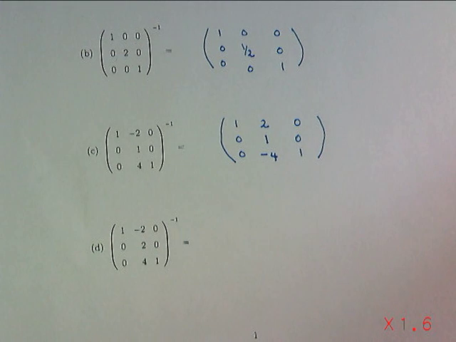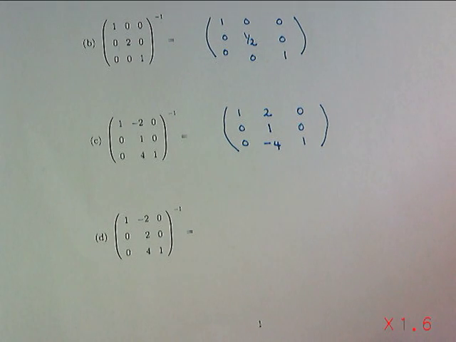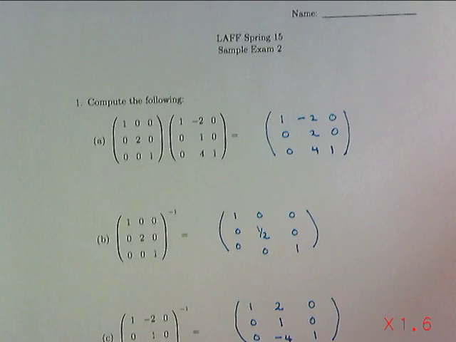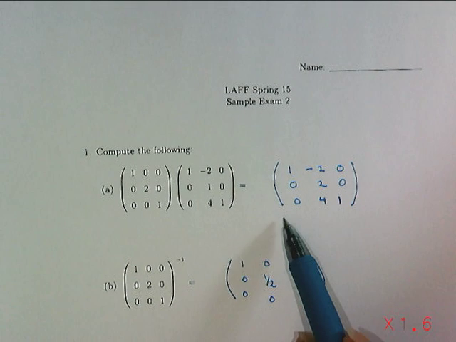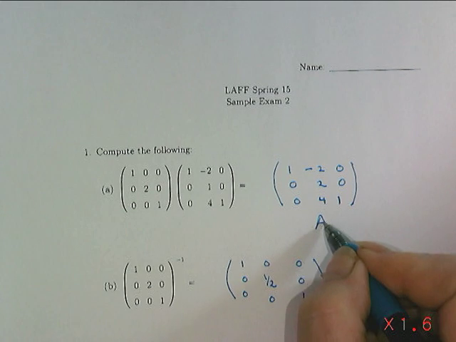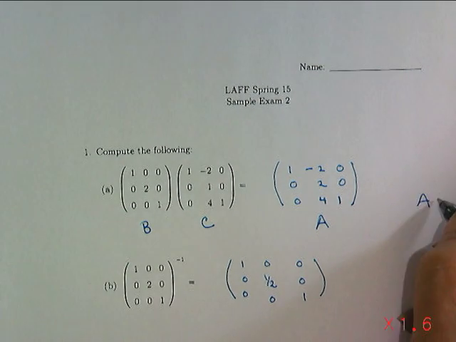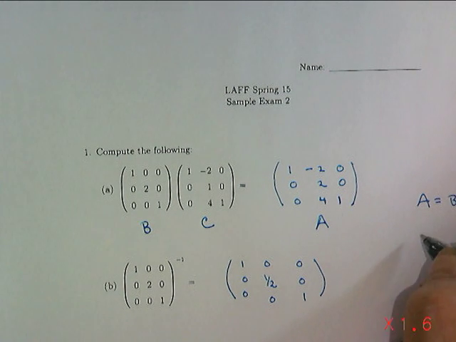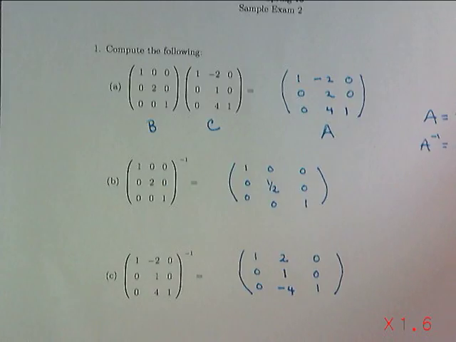Now the last question. It almost looks like a Gauss transform again, except for the fact that I have a 2 there, not a 1. So I need to figure out what to do. Well, I notice if I look back, D is the solution to A. So if this is a matrix A, and this was a matrix B, and this was a matrix C, then A is equal to B times C. So the inverse of A would be the inverse of C times the inverse of B. We proved that at one point.